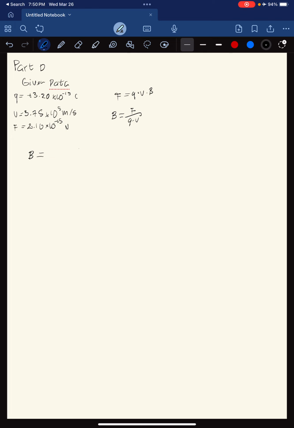So we know the magnetic force is 2.10 × 10^-15 newtons, over the charge that we got, 3.20 × 10^-19, multiplied by the velocity, 3.75 × 10^5 meters per second. Let's get that to the calculator.